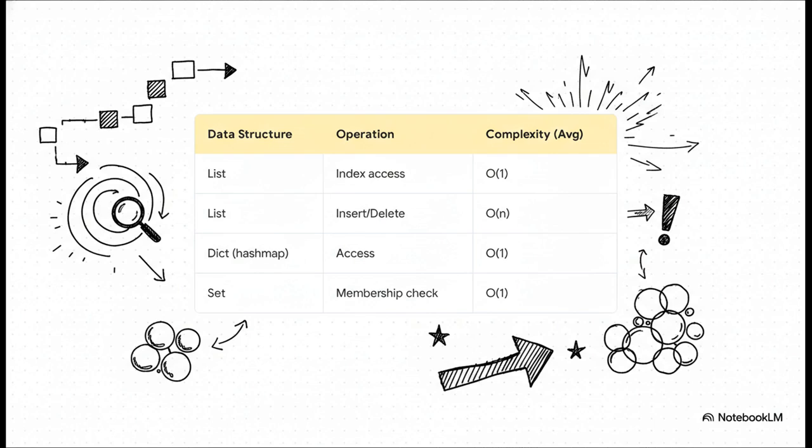And I want you to pay very close attention to dictionaries and sets. If you need to check if an item exists in a list, you might have to look at everything. That's O(n). But in a dictionary or a set, it's O(1), constant time. That is a game-changing difference.